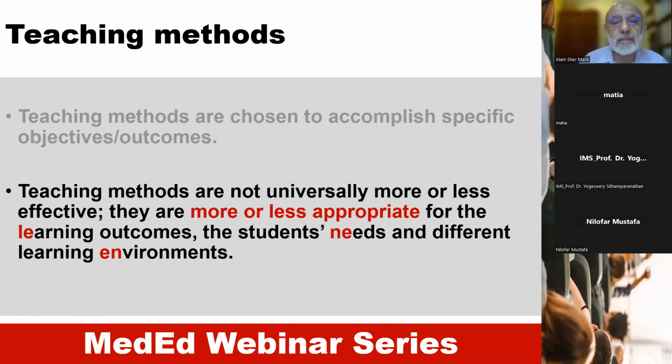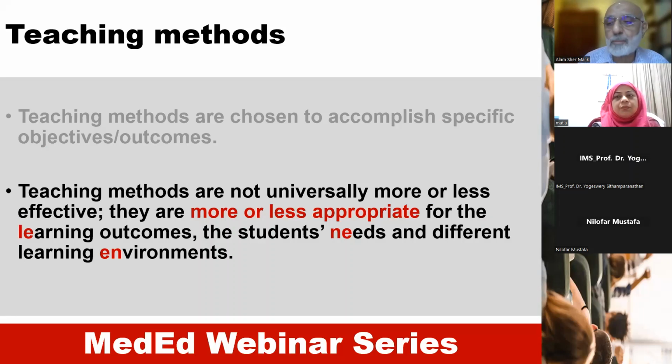This means that one type of teaching method may not be effective in all the situations and for all the learning outcomes. So we look at the teaching methods, whether they are appropriate for the learning outcomes which we want to achieve, the students' needs, and the different learning environment.